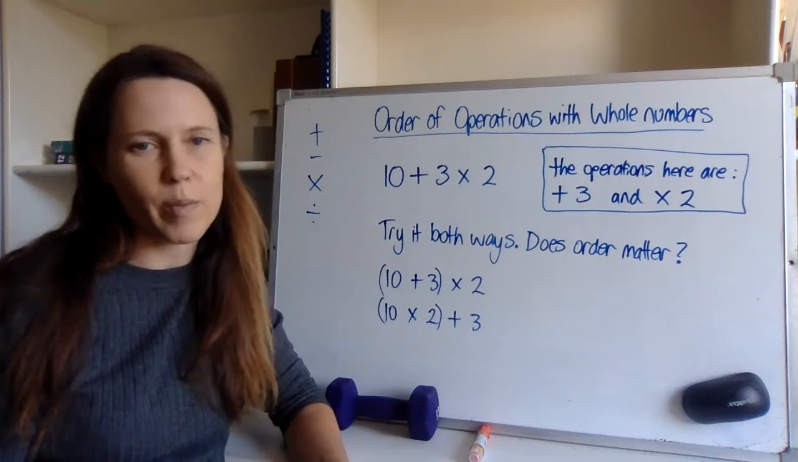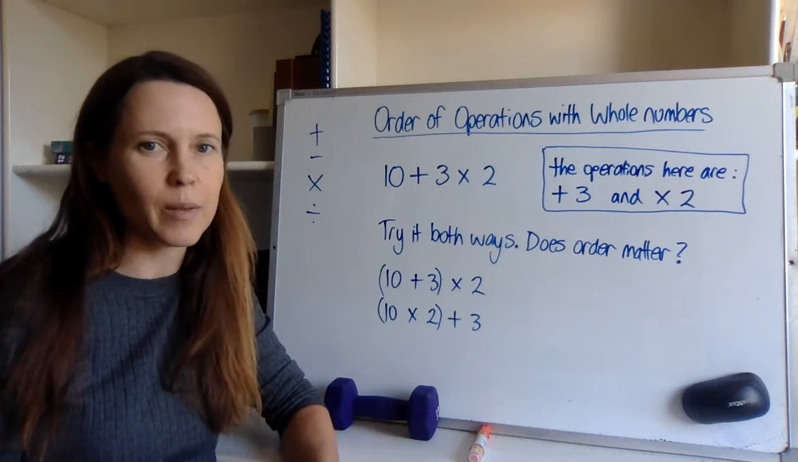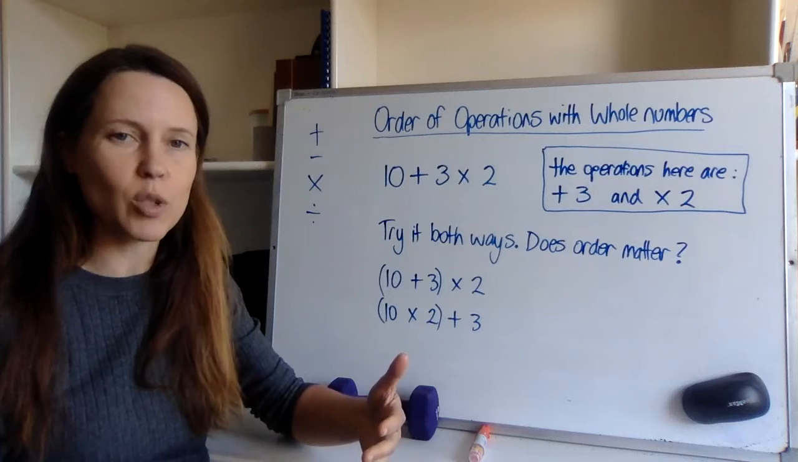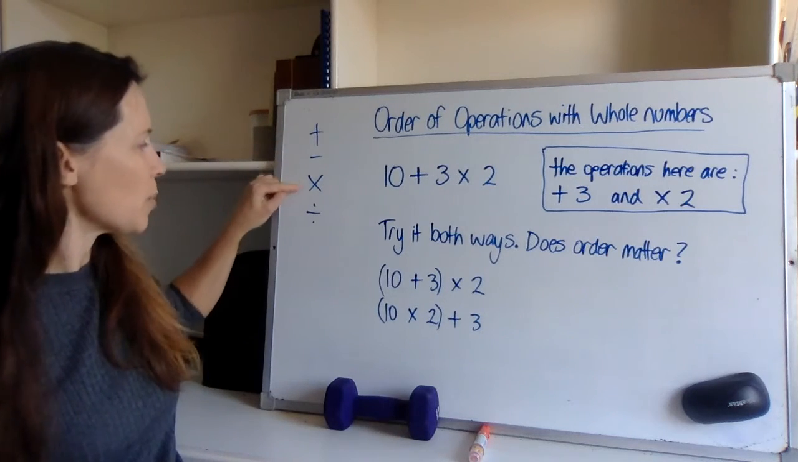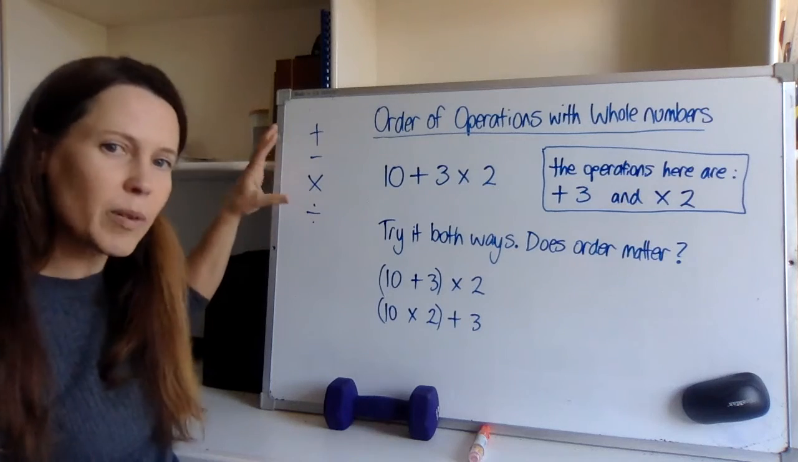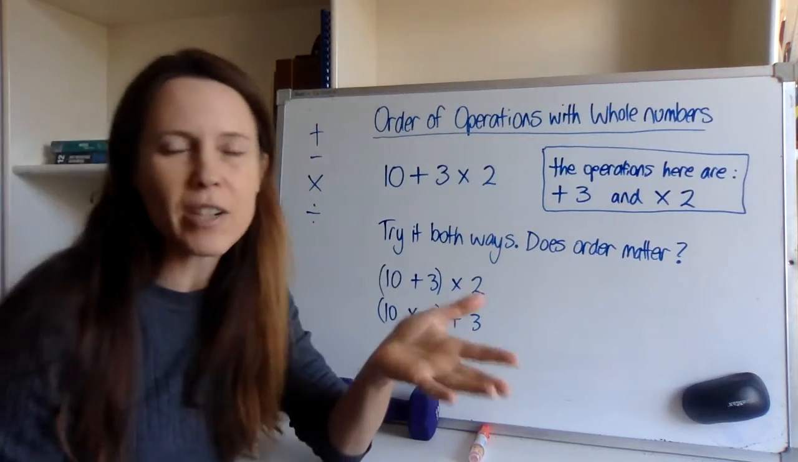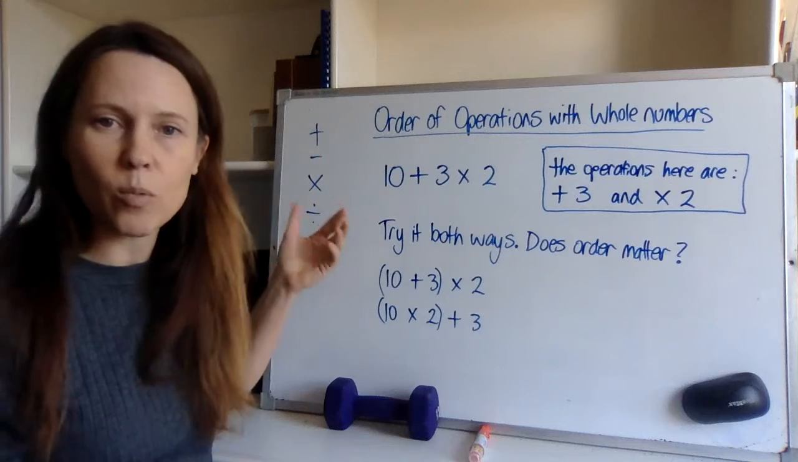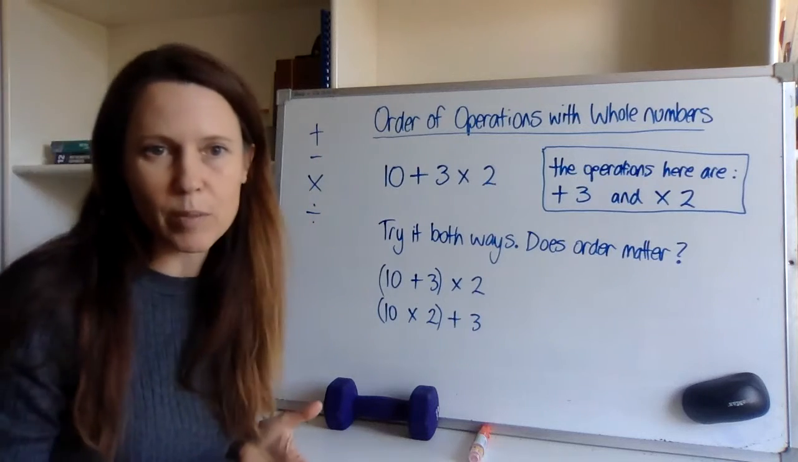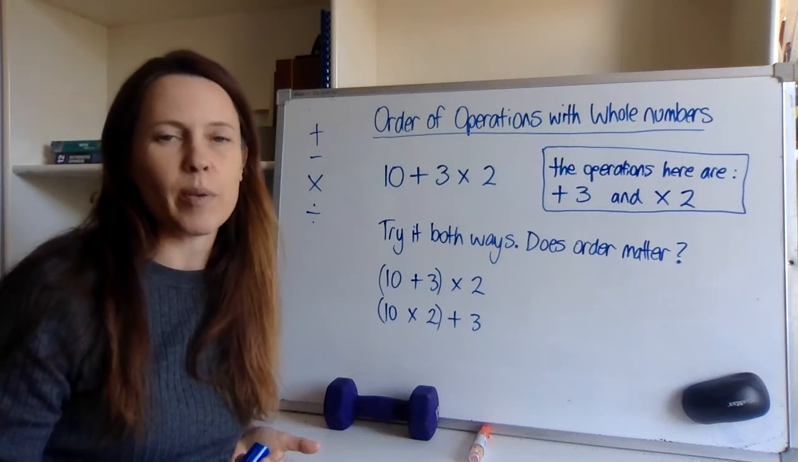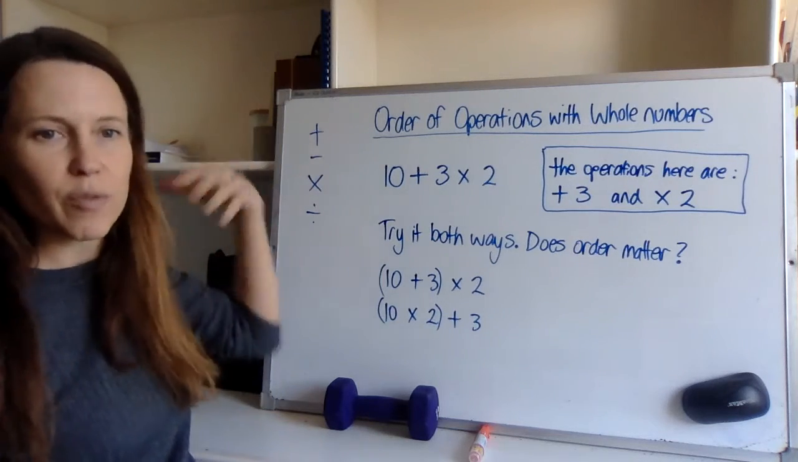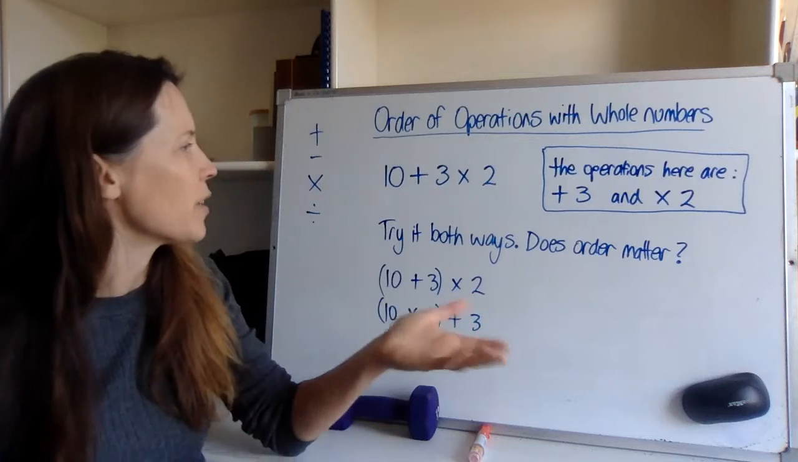To understand order of operations, it's really important to start by making a distinction about what is an operator. For example, addition, subtraction, multiplication, and division signs are all operators, but they're not really operations unless you know what you're adding, or what you're subtracting, or what you're multiplying by, or what you're dividing by. So we need to consider operations as one of these signs followed by a number or a variable.